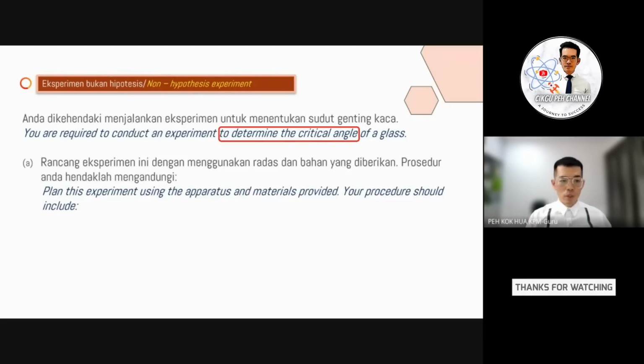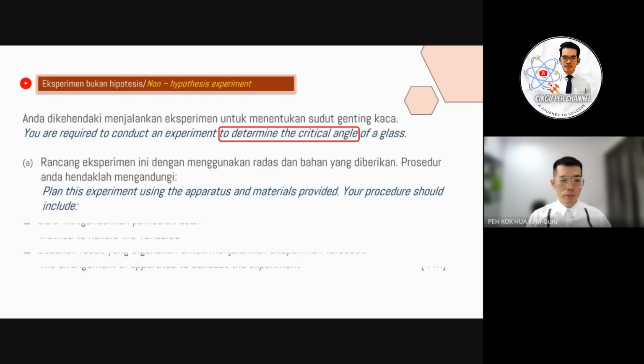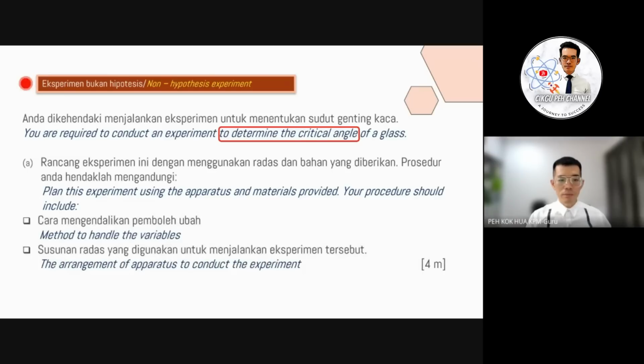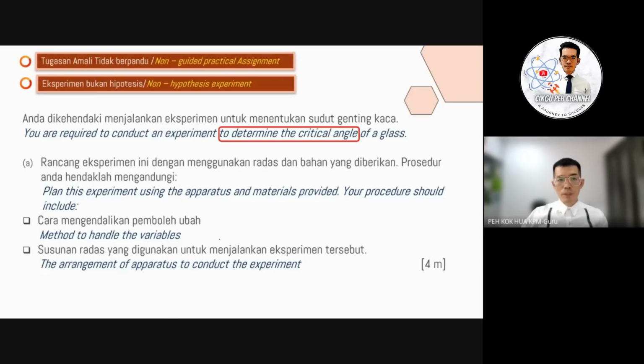Then we continue to our question. Plan this experiment using the apparatus and material provided. Your procedure should include the method to handle the variable and the arrangement of the apparatus to conduct the experiment. From here, it is very clear that the procedure is not provided. Together, the diagram is also not provided. So this will be a Tugasan Amali tidak berpandu.